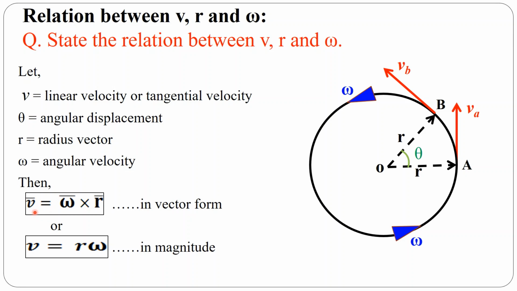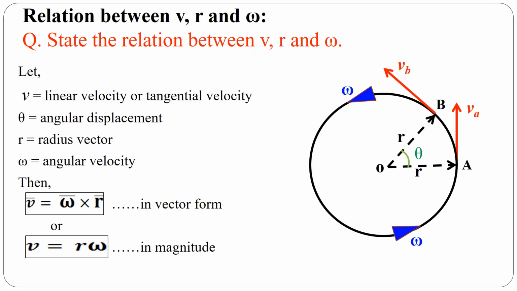So in vector form, what is the equation? V bar = omega bar cross r bar. Here we consider the cross product because linear velocity is a vector quantity, and the product of two vector quantities here is a vector quantity. Hence we use the cross product, or vector product. So the relation v = r omega. Is that clear? This equation is used in solving problems.